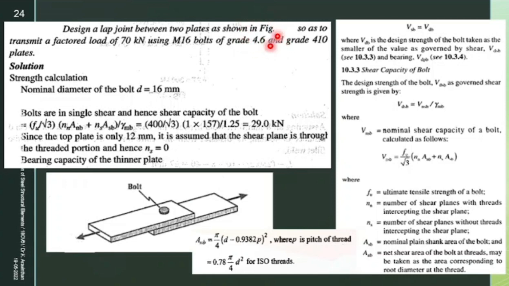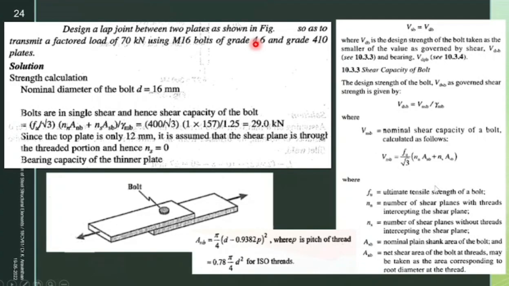So what do you mean by 4.6 is 400 Newton per mm square. So 4 stands for 400, 6 stands for, that is 0.6 stands for 400 into 0.6, 240 is your yield strength. So 400 is Fu and what is Fy? Fy is yield strength.